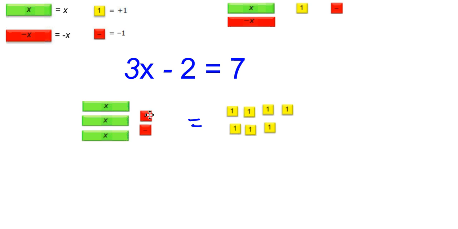So I see that there are 2 negatives over here with my x's, and then I have 7 positives. And I want to take away these negatives, but I can't because there are no negatives to take away on the right side. So instead, I'm going to add 2 positives. By adding 2 positives, I'm eliminating these 2 negatives. But if I add 2 positives on the left side, I have to add those 2 positives also on the right side.